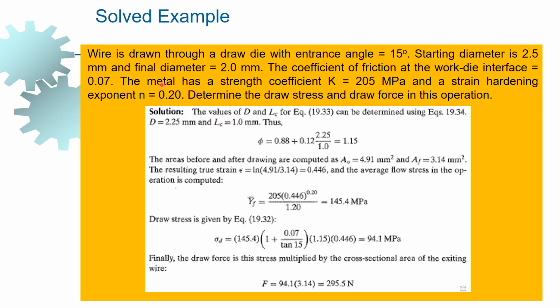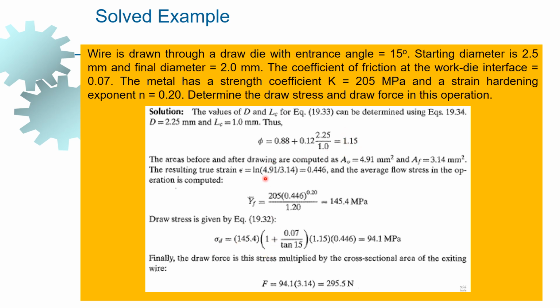Here there is an example, a wire to be drawn. The angle alpha is given as 15 degrees, initial diameter d naught 2.5 mm, final diameter d_f 2 mm. The coefficient of friction mu is 0.07, strength coefficient K given, strain hardening exponent n given. Determine the drawing stress. First of all, we need to find the inhomogeneous factor, which is phi equal to 0.88, as I explained before, plus 0.12 times the initial diameter 2.25 divided by contact length, which is given as 1 mm. So using this we have phi, and we can calculate the drawing stress.